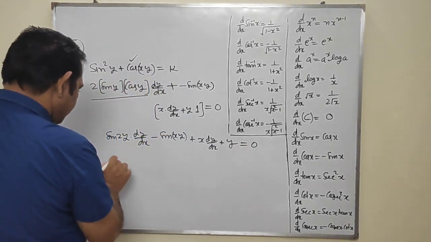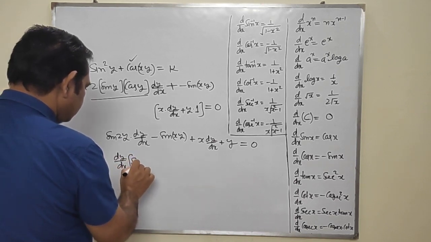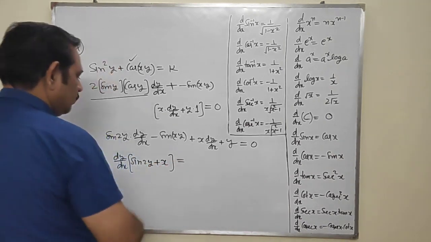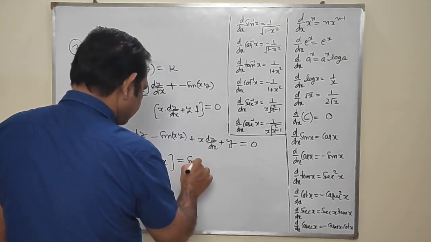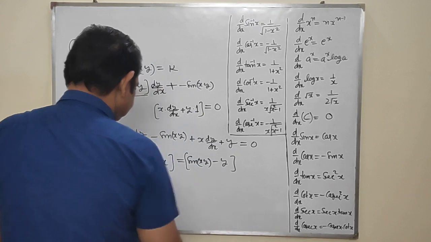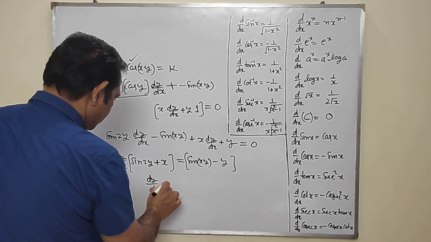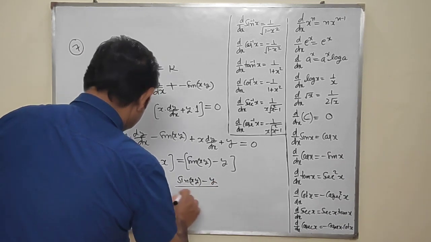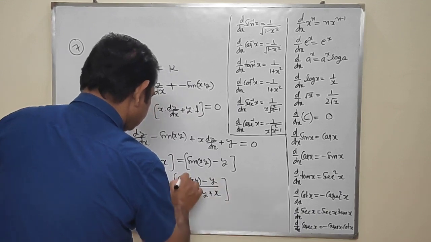So take dy by dx common. So sine 2y plus x is equal to plus, minus sine xy will become plus sine xy there, sine xy minus y. This is the right hand side, this is the left hand side. Now dy by dx further will become sine xy minus y divided by sine 2y plus x. This is the answer.